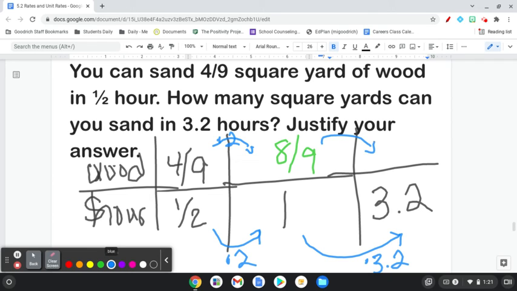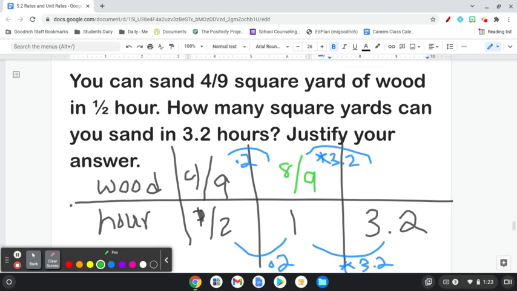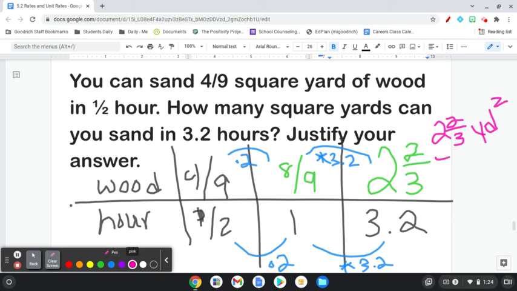I'm going to do that with my 8/9 as well. You're going to want to type that into your calculator. So if I typed in my calculations correctly, you should end up with 2 2/3. So your final answer would be 2 2/3 square yards in 3.2 hours.